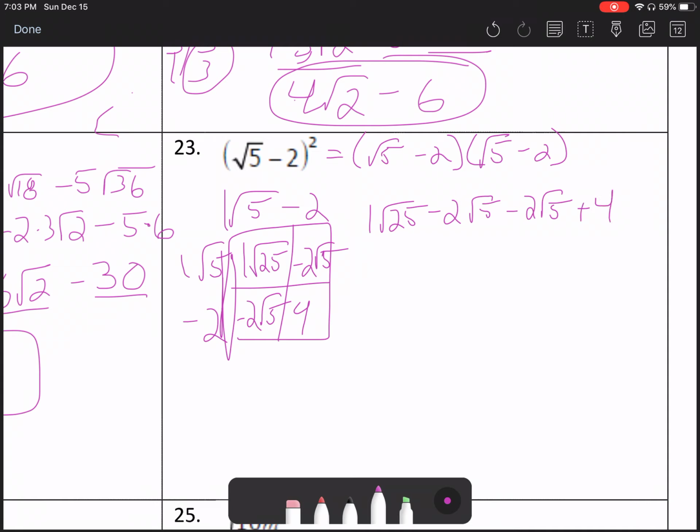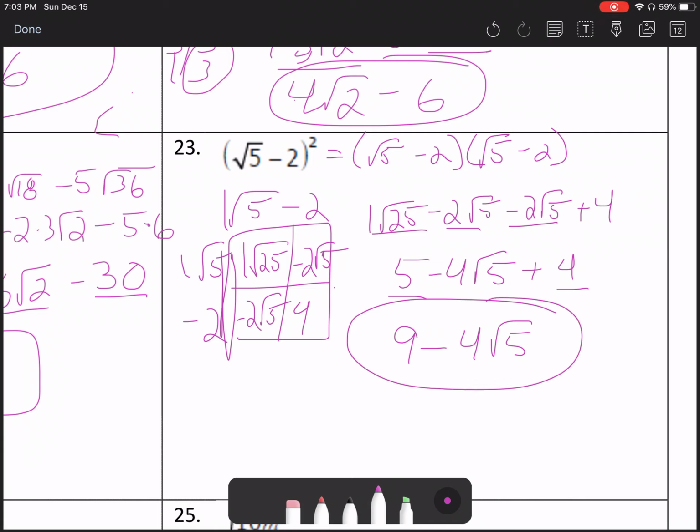Okay, I go through and do some simplification here. The square root of 25 is 5, and 1 times 5 is 5. I have negative 2 and negative 2, well, that's going to be negative 4 radical 5, and I have a plus 4 here. The last thing I notice is that I have 2 plain old numbers, and they're adding. 5 plus 4 is 9, so this is going to be 9 minus 4 radical 5. And there's your final answer.